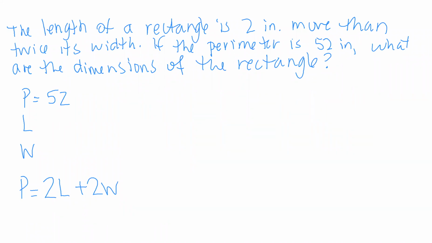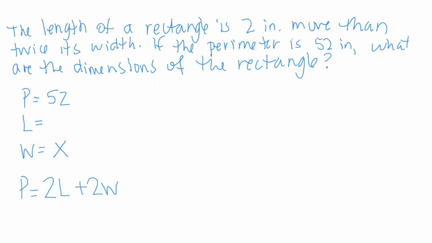The length of a rectangle is 2 inches more than twice its width. We know something about the length, so when we assign the variable, we always want to assign the variable to what we don't know. We don't know anything about the width. So instead of using a W here, which I know is tempting, I'm going to use a completely different variable. I'm going to call it X.